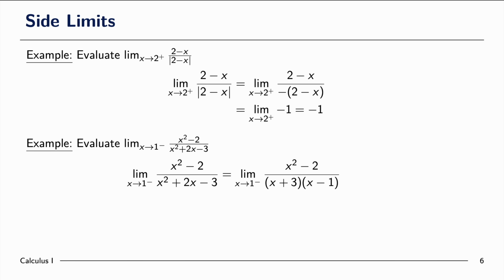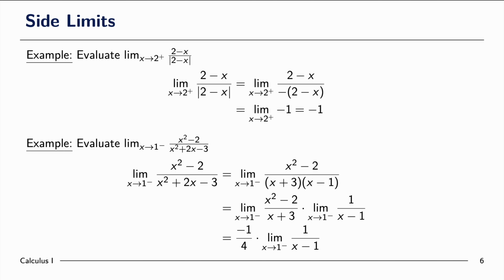We can then apply the product limit theorem and get the limit of x squared minus 2 divided by x plus 3 as x approaches 1 from the left, times the limit of 1 over x minus 1 as x approaches 1 from the left. Now we can solve the first limit simply by direct substitution and get negative 1 over 4.